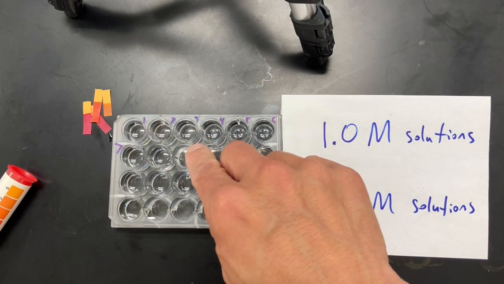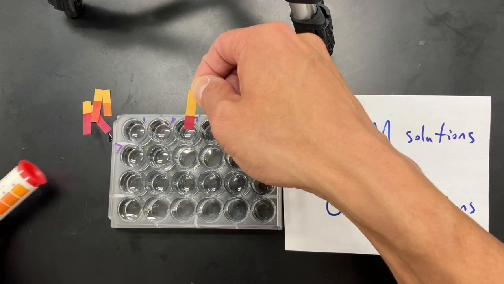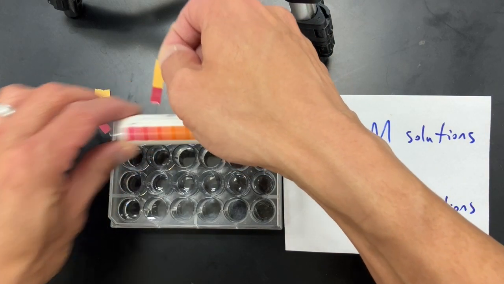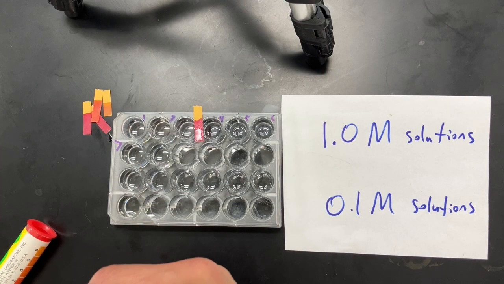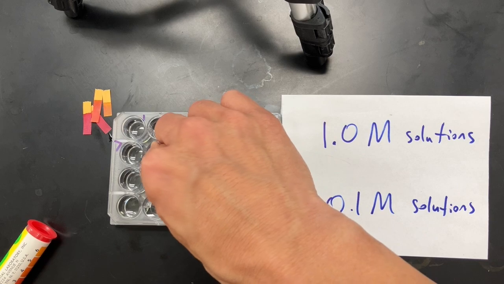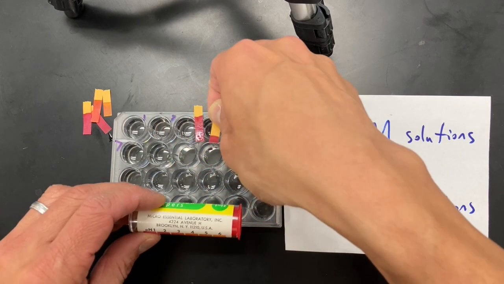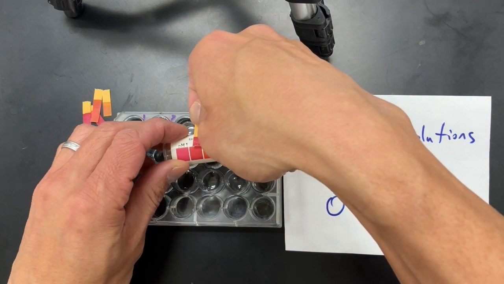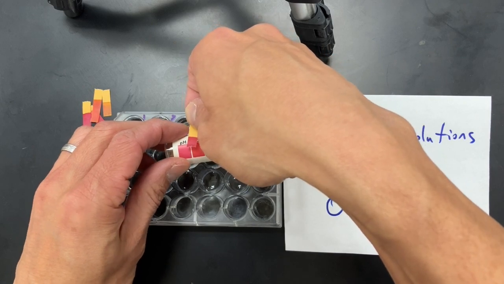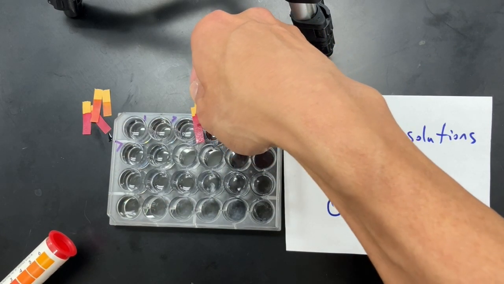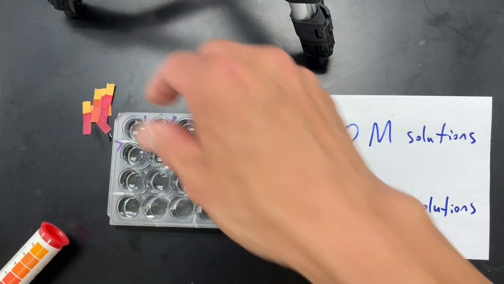Okay, next one, sulfuric acid. So this one definitely is a 1. And this one here is probably also hard to tell, 1 or 2. You can't tell. So we have to go to a pH meter for that one as well.